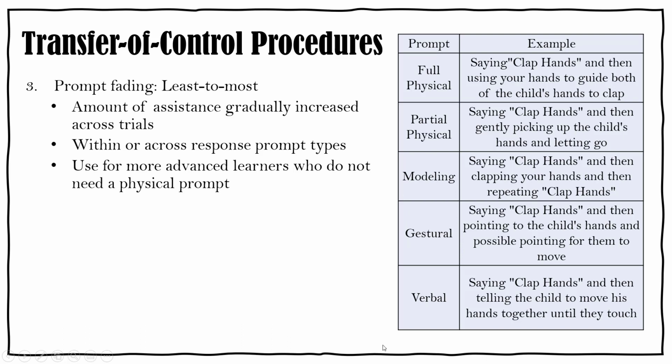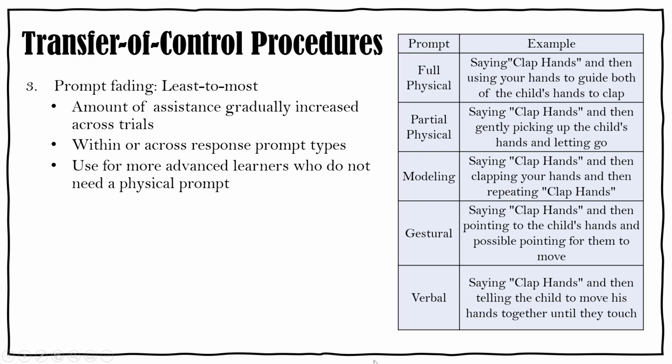So you might say, clap hands and see if the child can respond independently. If they don't, then you might provide either a verbal prompt or a gestural prompt. If they still don't clap their hands, then you would model it. If they still don't clap their hands, then full physical. So a little bit opposite from most to least. Most to least, you start with the most assistance.